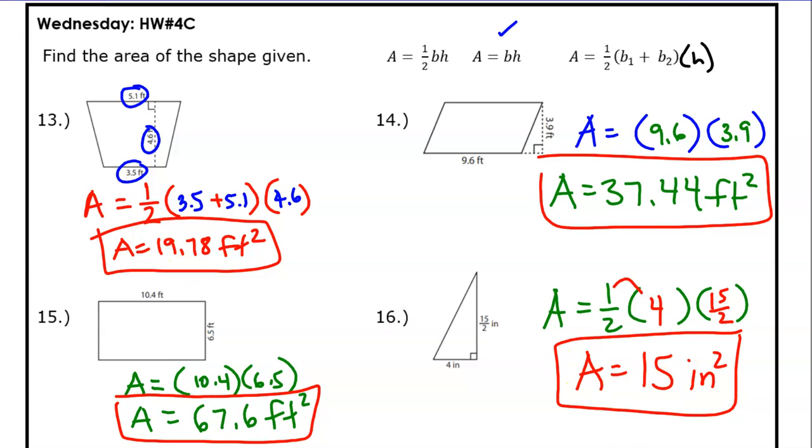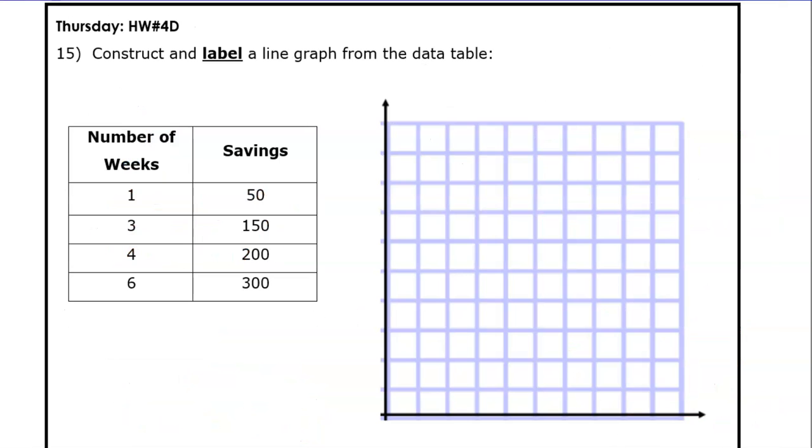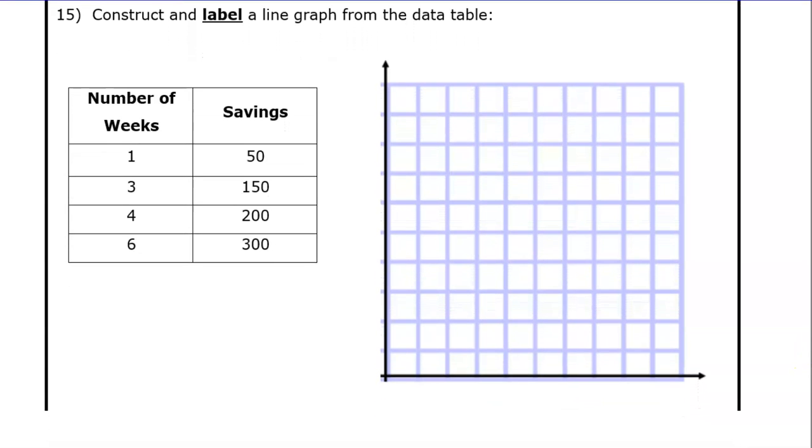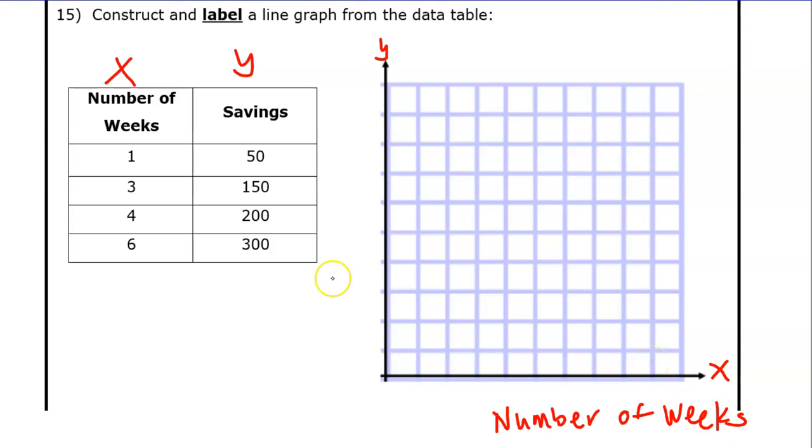Okay, last section. So for this one, it asks you to construct and label the data table. So in the table, we have an X and a Y, and on the graph, we have an X-axis and a Y-axis. So this one will be number of weeks, so I'm labeling it, number of weeks, and this one will be savings. Now the most important part when graphing is choosing a scale.